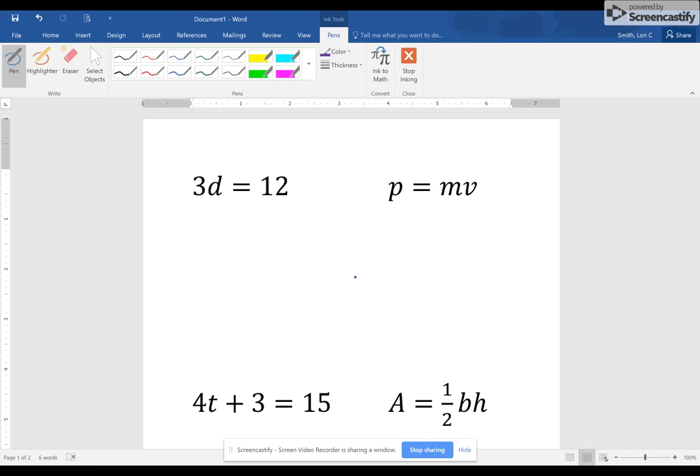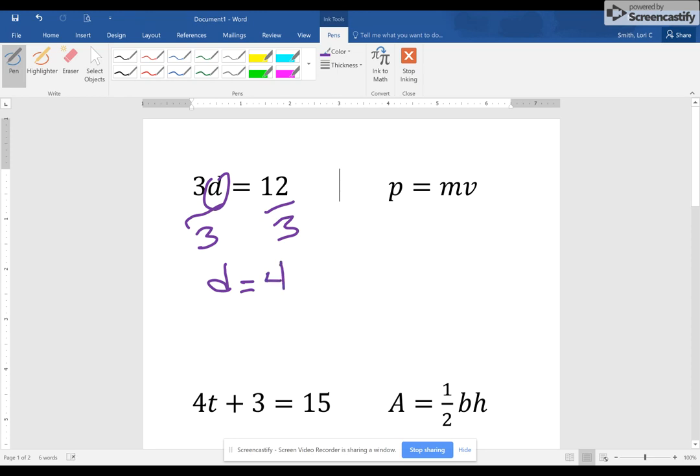So now we are going to practice solving literal equations. We solve literal equations much the same way we solve regular equations. For example, here's a one-step equation, 3D equals 12. In order to solve for D, we need to divide each side by 3. Our answer, or our solution, is D equals 4.